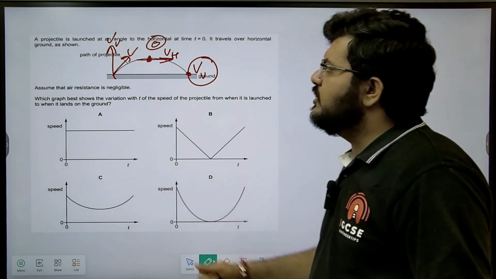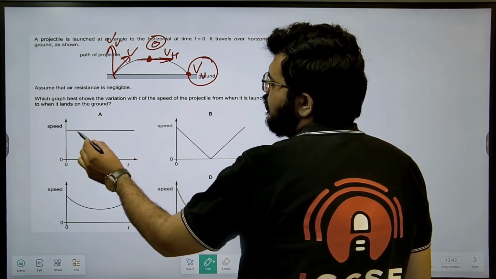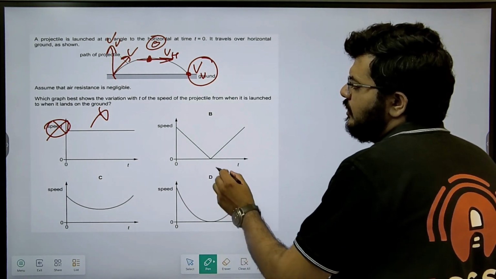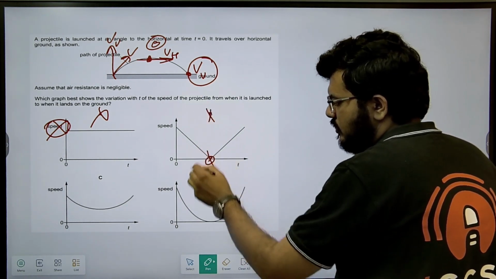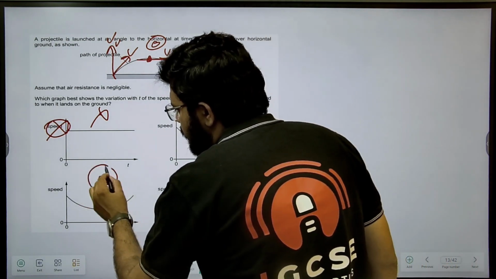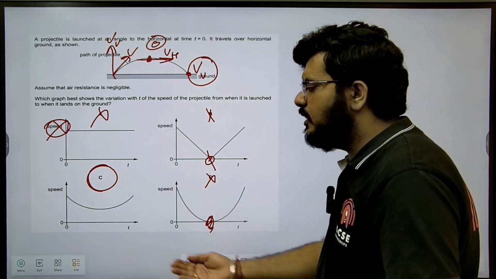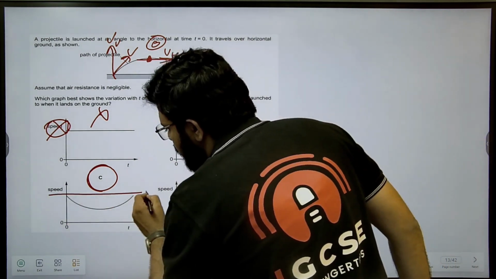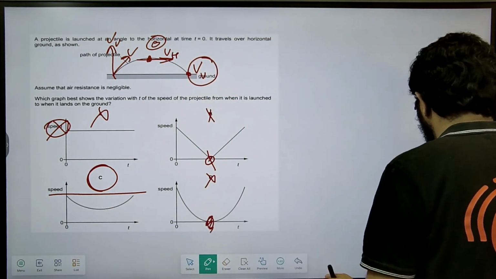Speed is not constant, it is changing because the vertical velocity keeps on changing. So this is not your answer. Then we have, no, it does not become 0, and I think this also does not become 0. So option C is your answer. The speed decreases but then starts coming back to its original value, right?